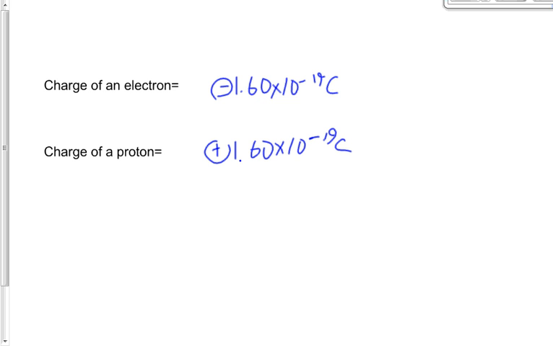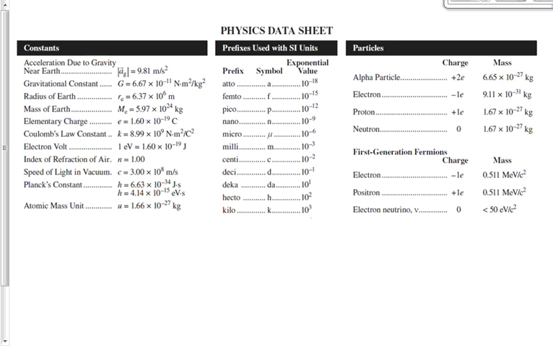All right. Take a look at your data sheets here. Take out your data sheets. I want you to flip to the page that's titled Physics Data Sheet. And I want you to find for me on that data sheet the charge of the electron, and the charge of a proton for that matter. Who's found it? Who's found the charge of the electron? Tom, where is it? Top right, on a particle table that says charge of an electron.